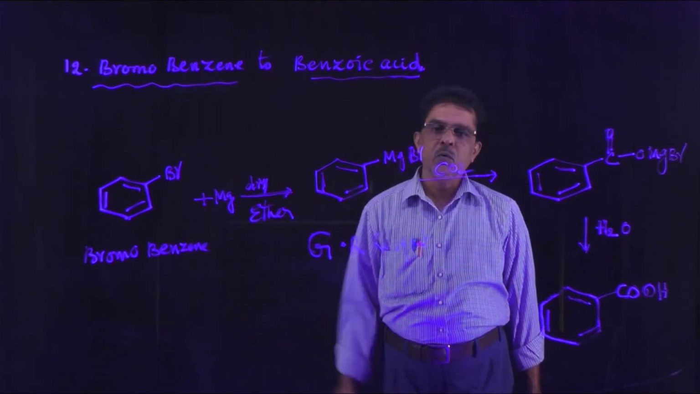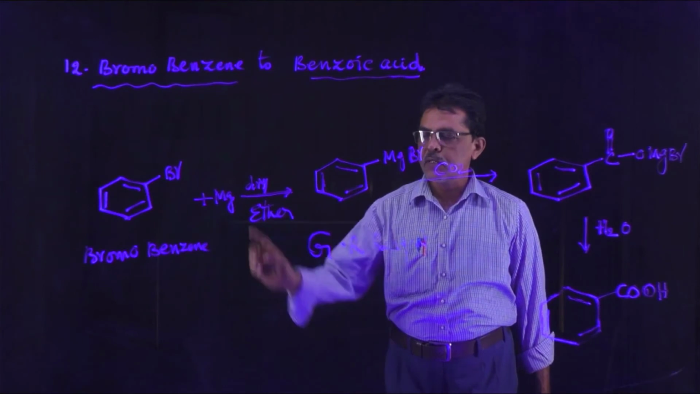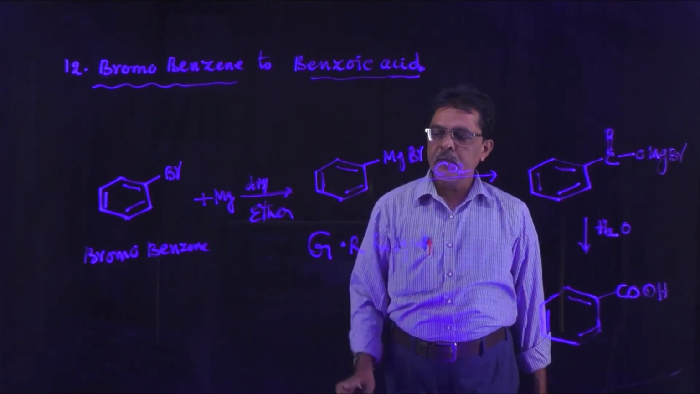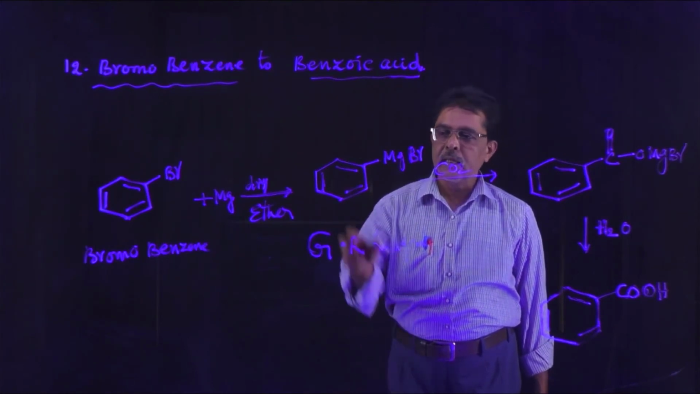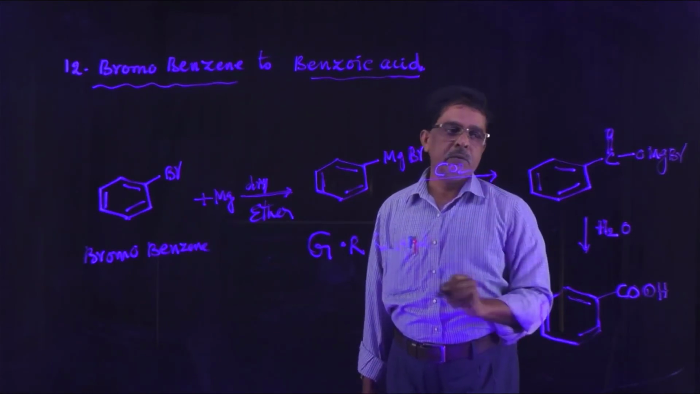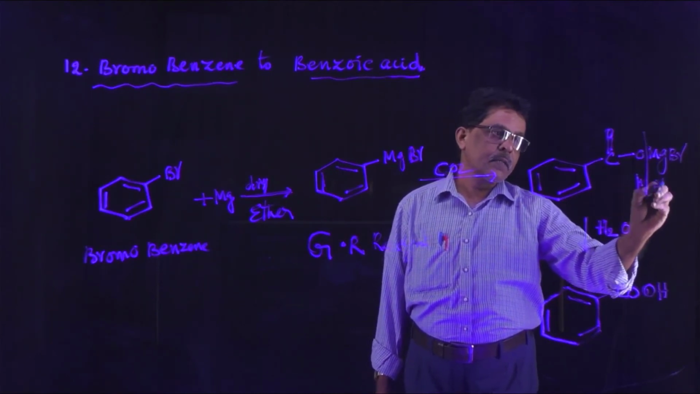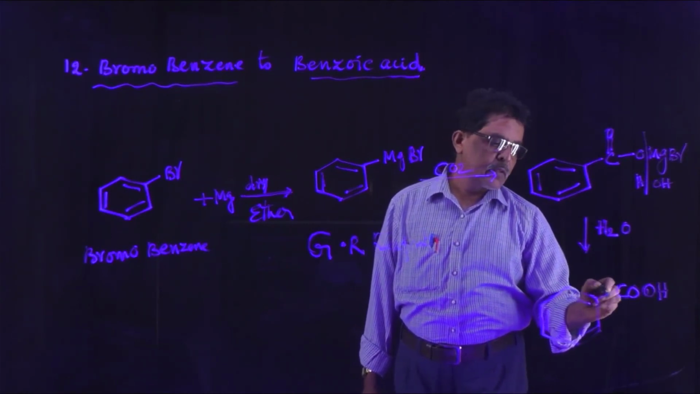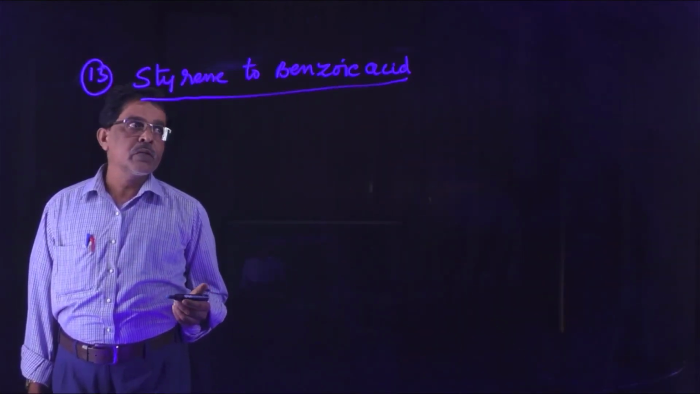From bromobenzene: benzene has a bromine atom, and it is said to be bromobenzene. First of all, this aryl bromide reacts with magnesium metal in the presence of dry ether. This is the formation of a Grignard reagent. After formation of the Grignard reagent, aryl magnesium halide, it reacts with CO2 and forms an intermediate compound, which on hydrolysis, meaning reaction with water, gives benzoic acid. Your benzoic acid is obtained. Right, understand? And next conversion is styrene to benzoic acid.